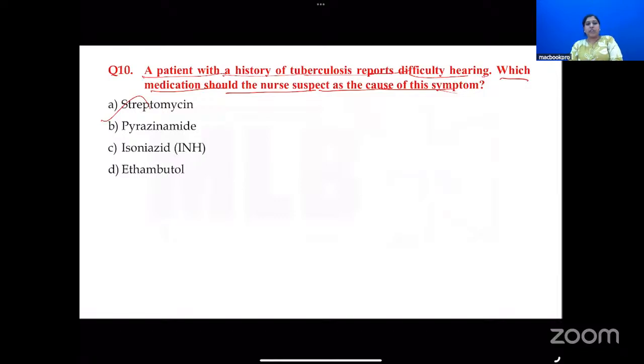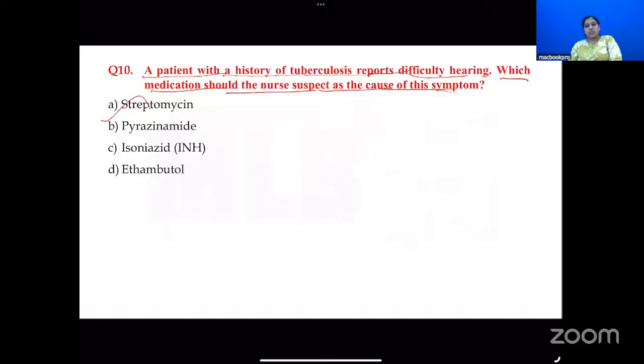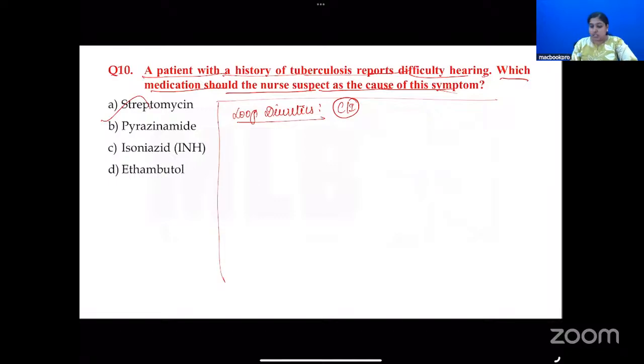Pyrazinamide, isoniazid, ethambutol, we have discussed very clearly. Like I would like to add from the previous question, if a patient is taking loop diuretics, in which cases are loop diuretics contraindicated? Loop diuretics are contraindicated with which drug? This is a very easy question. Actively preparing students should immediately answer this question. Loop diuretics are contraindicated with which drug specifically? Any answers? Please think about it.